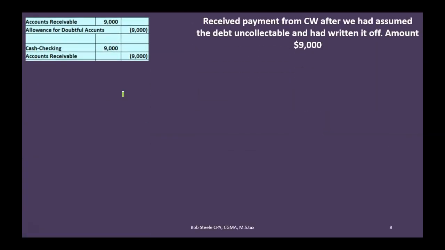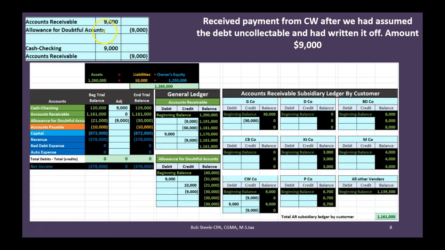So we're going to reverse what we did last time, which was to write off the receivable. We're going to put the receivable back on the books by debiting the $9,000 to put the receivable back in good standing here. And then we're going to credit the allowance account. So we've reversed what we did last time. Now we're in our normal circumstance. Now we're back to the norm.